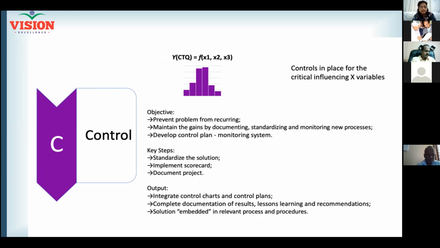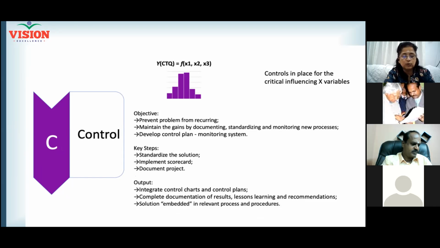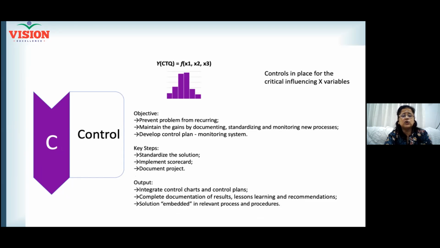You try to standardize the solution which you have worked out through your Six Sigma project. You implement with a scorecard. So there are key performance indicators that help you have a signal about whether it is red, orange, or green, whether your project is going in a perfect way, whether the real process improvement is happening, whether your green belt improvements are really in place, and how you document the project. Based on all this, you get outputs like integrated control charts and control plans. You have complete documentation of the entire improvement process and the solutions along with the metrics.